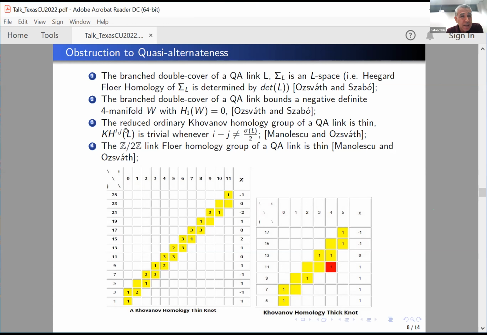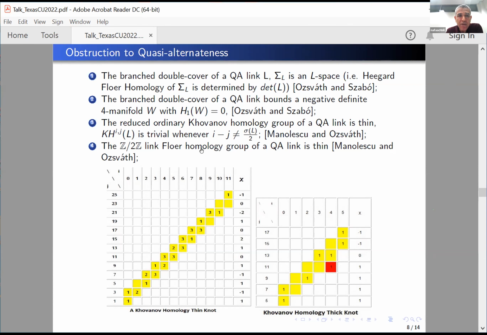The third point is the more important one in the context of today's lecture. The reduced Khovanov homology is thin. What does thin mean? The Khovanov homology is bigraded. Kh^{i,j}(L) denotes the reduced Khovanov homology. It is trivial whenever i minus j is different from sigma(L) over 2, where sigma is the signature of the link. This is a result of Manolescu and Ozsváth.